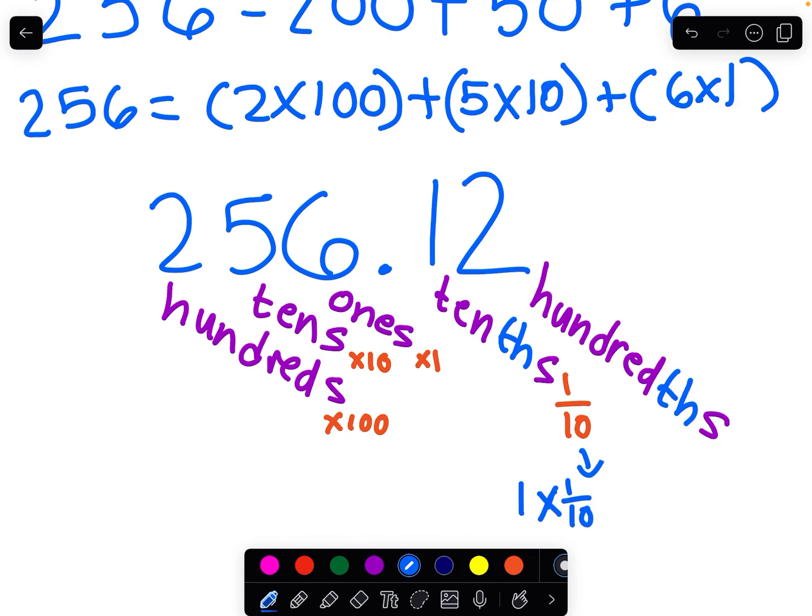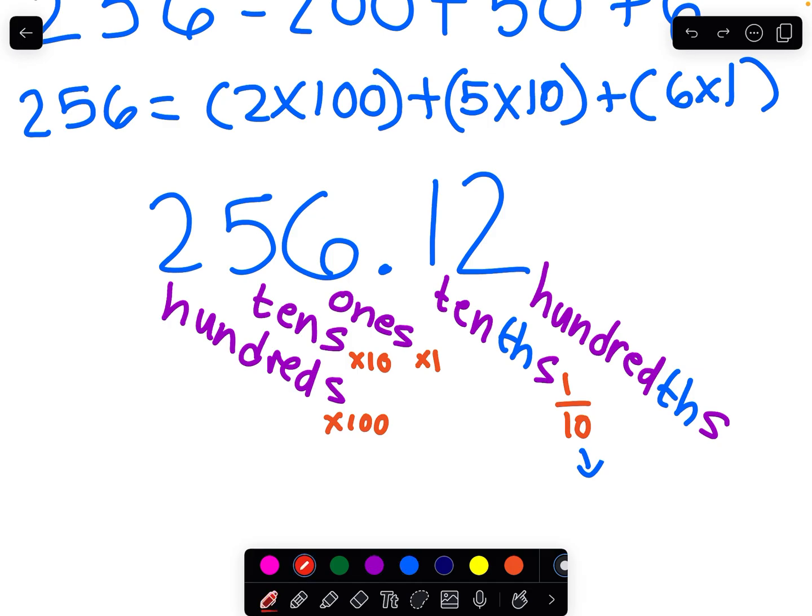And if you haven't learned how to multiply fractions yet, that might be a little bit confusing for you, like how is 1 times 1/10 0.1? But for now, just know that we're basically dividing by 10 as we move to the right. Every time we move to the right, we are dividing by 10. So 100 divided by 10 is 10. 10 divided by 10 is 1. 1 divided by 10 is 1/10.